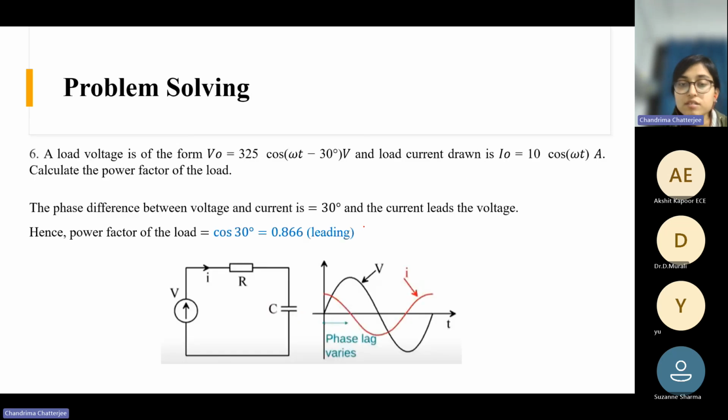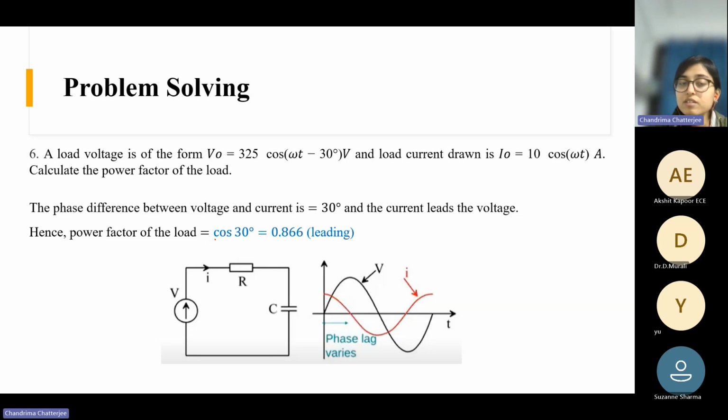Let's see the next question. A load voltage is of the form of this. This is the load voltage expression in terms of time, and the load current is 10 cos omega t. Calculate the power factor. So this is very simple. This is a cosine wave. This is also a cosine wave, but here it is omega t minus 30 degrees, and here it is simply omega t. Clearly you can see that there is a 30-degree phase difference, and the current is leading the voltage. Why? Because the voltage phase is omega t minus 30, but the current is simply omega t. So the current is leading here.